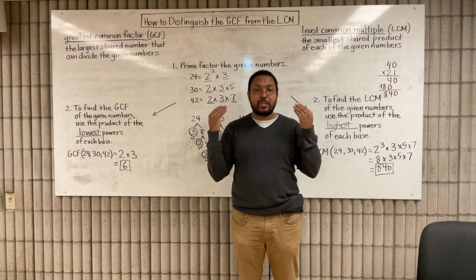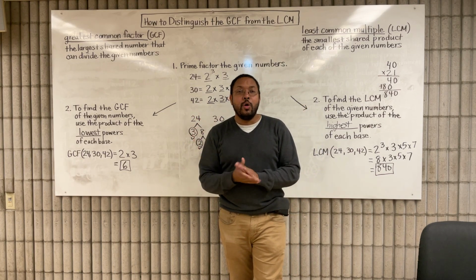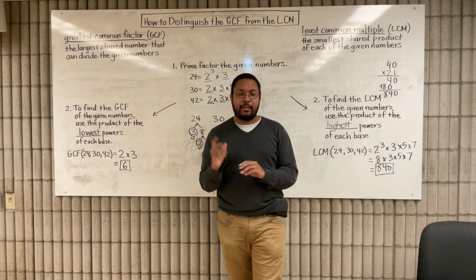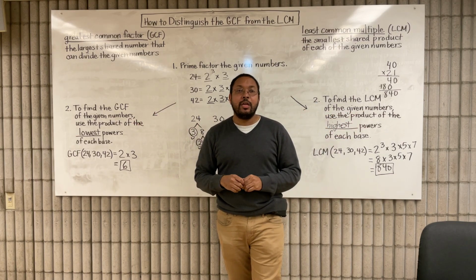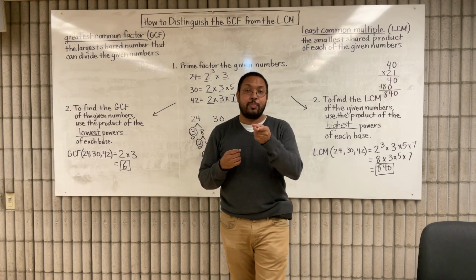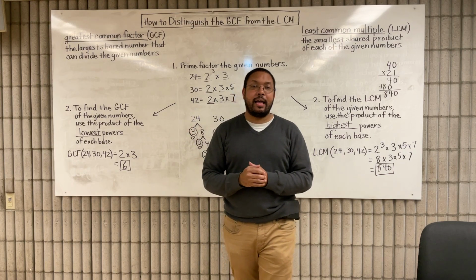This way of thinking about it helps you to find both without having to use different methods of finding the greatest common factor and least common multiple. You can always prime factor out a number and then use the powers of each base to help you find what those numbers are.